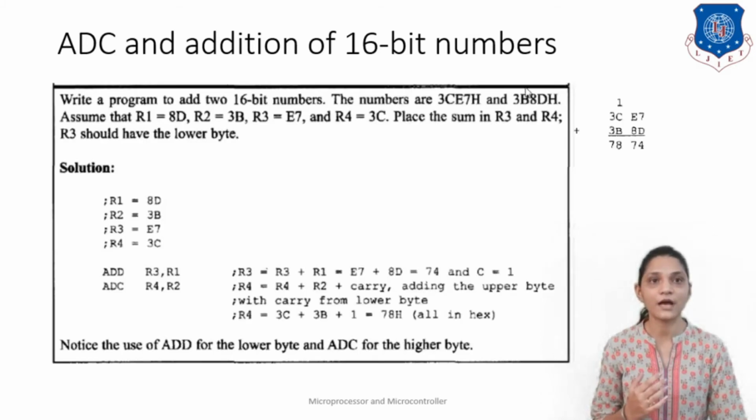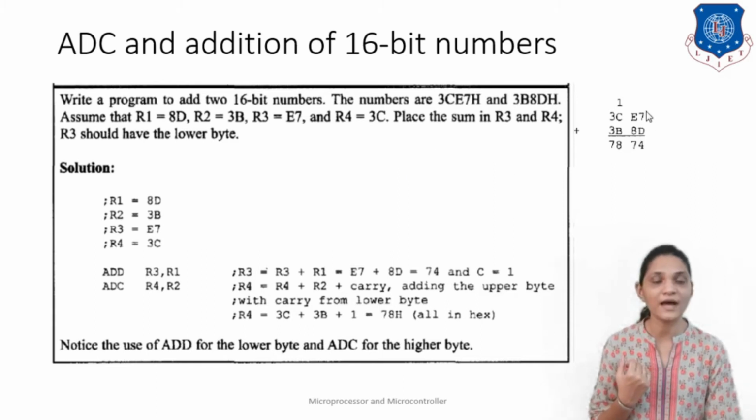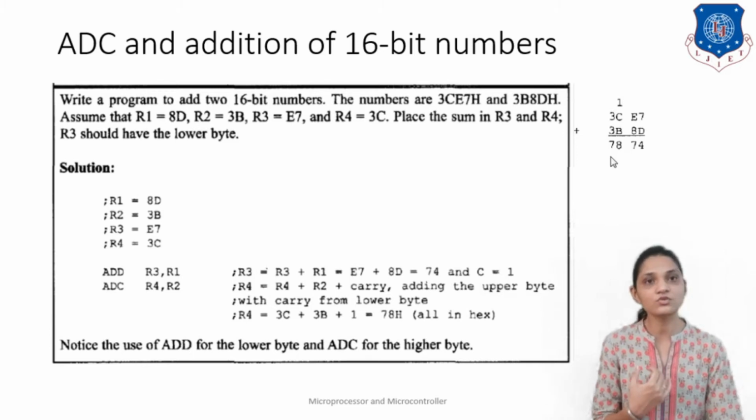For example, we want to add the contents 3CE8 and 3B8B. These are 16-bit data, and we want to do the addition by using this 8-bit controller. So we first have to add the lower bytes and then see whether a carry is generated or not. If a carry is generated, then we have to do the addition with carry. Otherwise, we just do a normal addition.